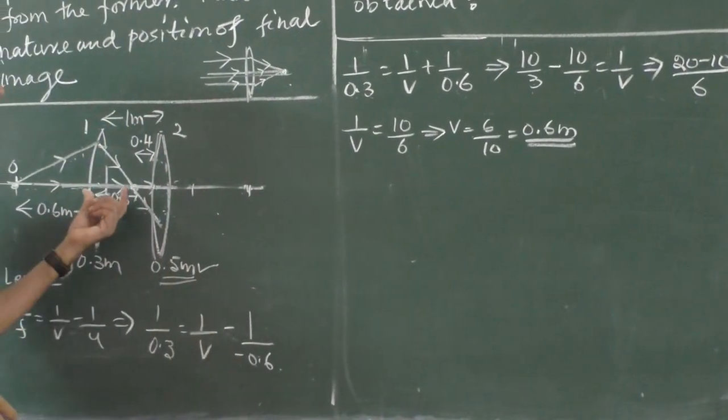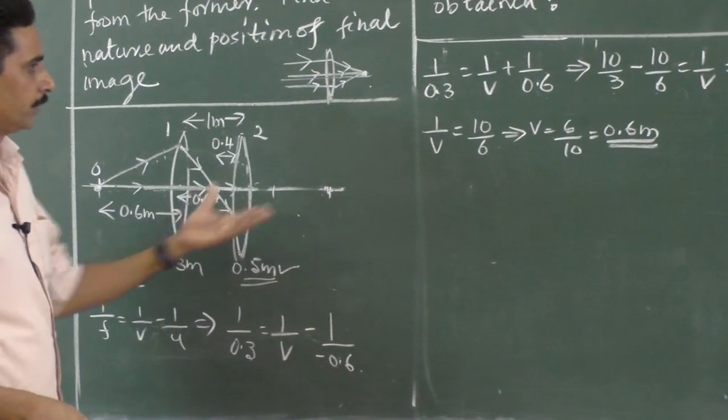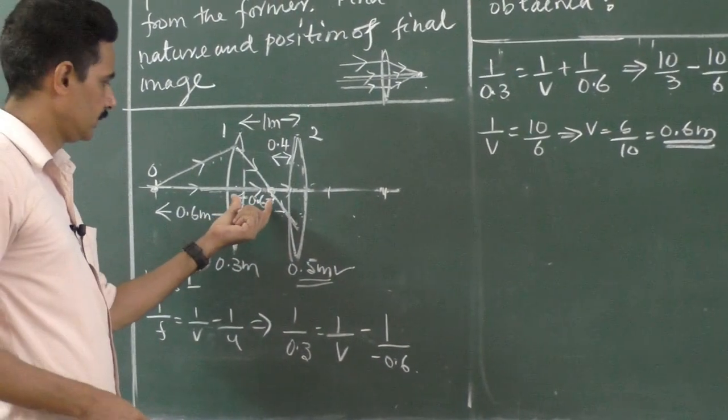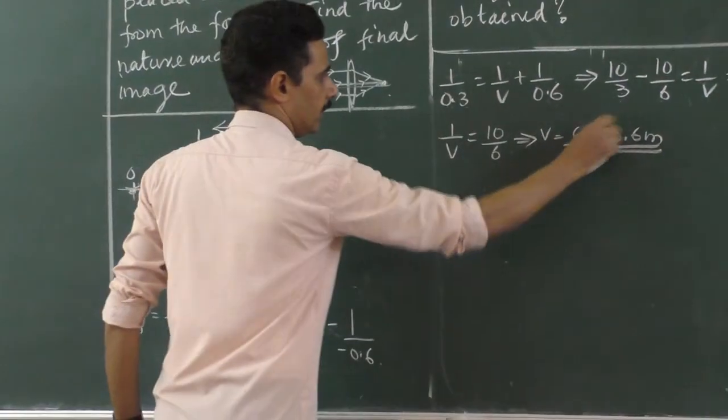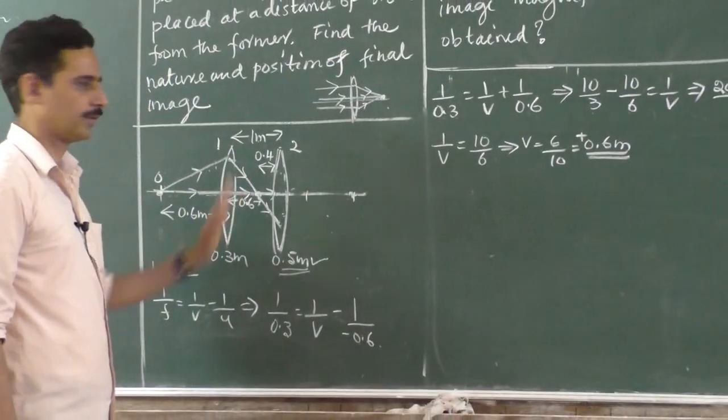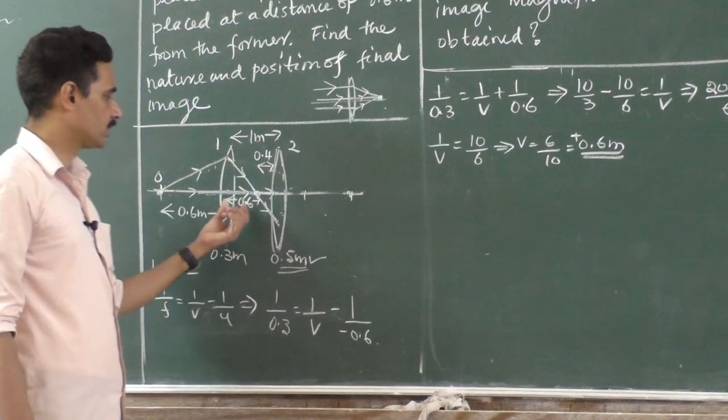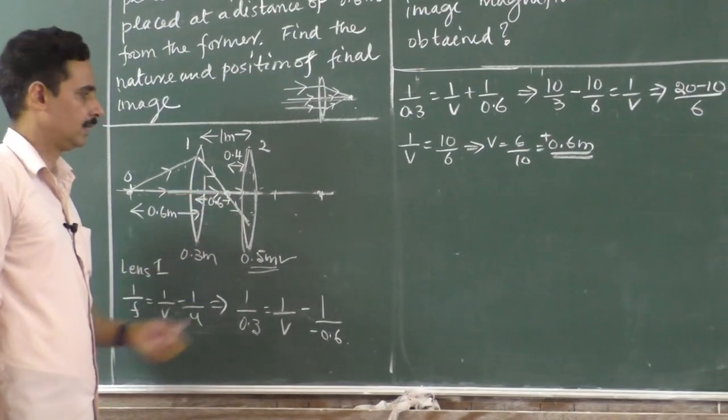Coming back to this side, I hope both these boards are available for you. This is 0.6 meters, and you got positive. What do you mean by positive value? Very simple. Image is formed on the right hand side. Real image formed by the first lens.